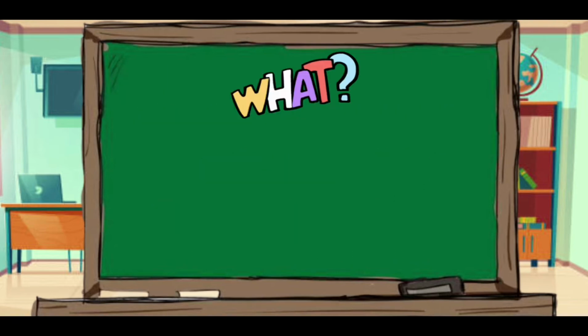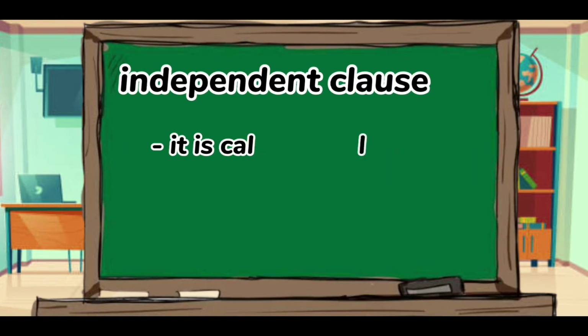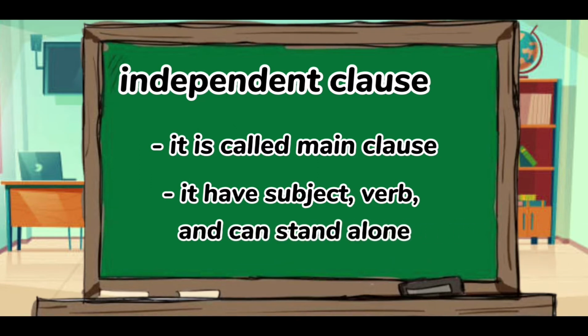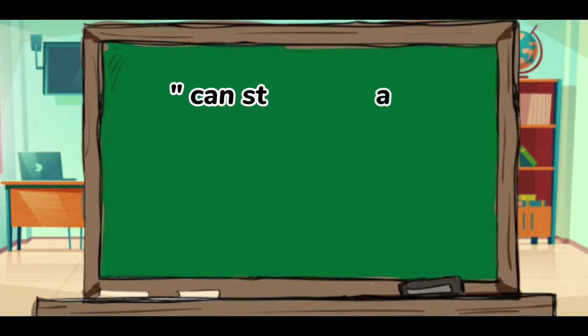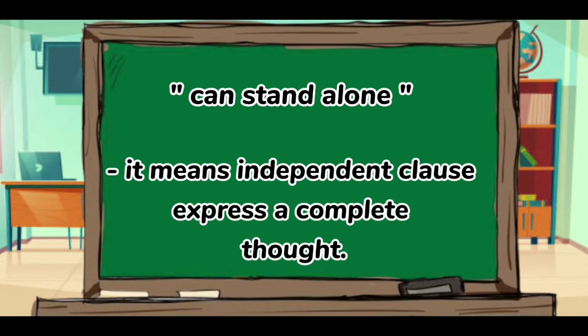Let's define what an independent clause is. An independent clause is called a main clause. It has a subject and verb, and can stand alone. What do you mean, can stand alone? It means an independent clause expresses a complete thought. That's why an independent clause is a sentence, and it is called a main clause.